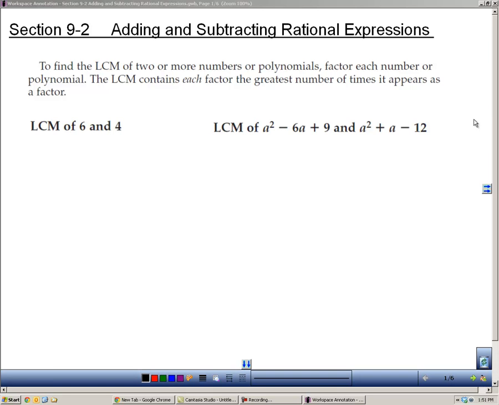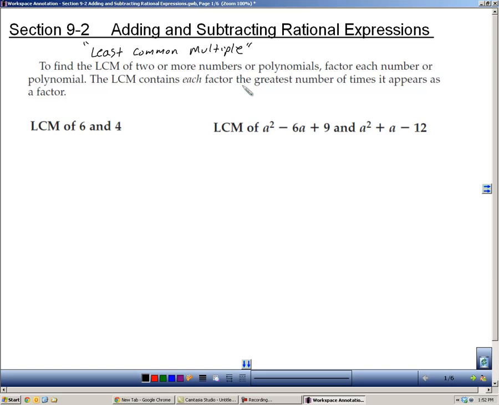Section 9.2 is about adding and subtracting rational expressions. If you're going to add two fractions together, you have to get common denominators. And if you're going to add or subtract rational expressions, you have to do the same thing. To do that, we have to talk about this idea of LCM, or least common multiple.